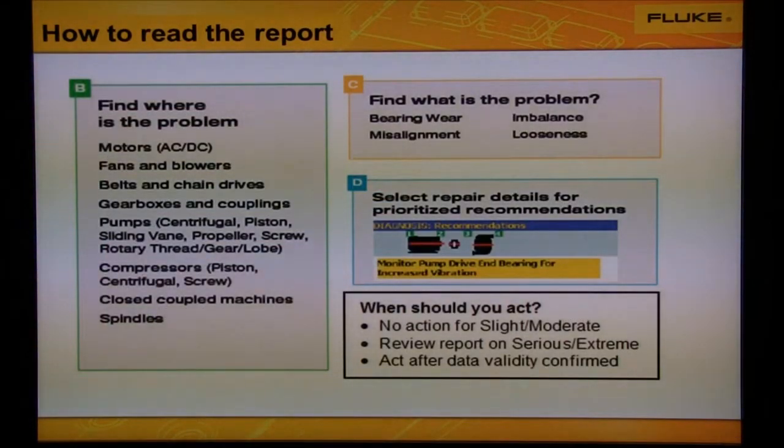In section B, we see the component on the machine with the fault, the motor, the pump, the fan, or the compressor. In section C, we see the fault found, imbalance, misalignment, roller bearings, or looseness. And in section D, we see the recommendation. Is it time to take the machine down for repair or wait a little bit longer?